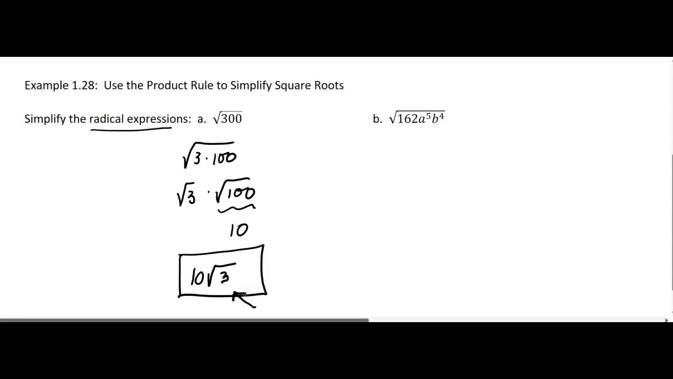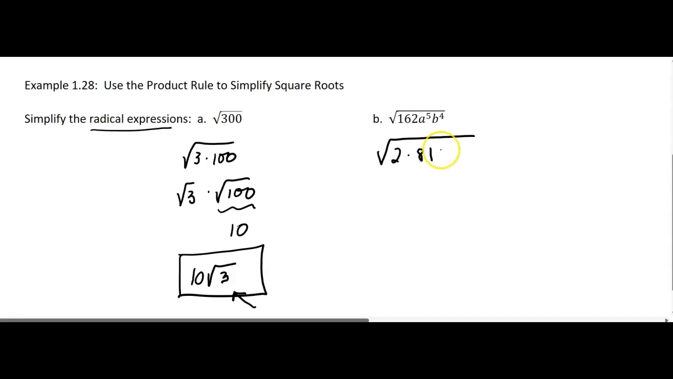Okay. Now the next one might be a little more complicated. We've got 162. Now, I know 162 wasn't on my list of perfect squares, but I start with what I know. I know 2 goes into 162, so I'm going to split this up into 2 times 81, right? Now, 81 looks familiar to me. I know the square root of 81. But what about the a to the 5th and the b to the 4th?